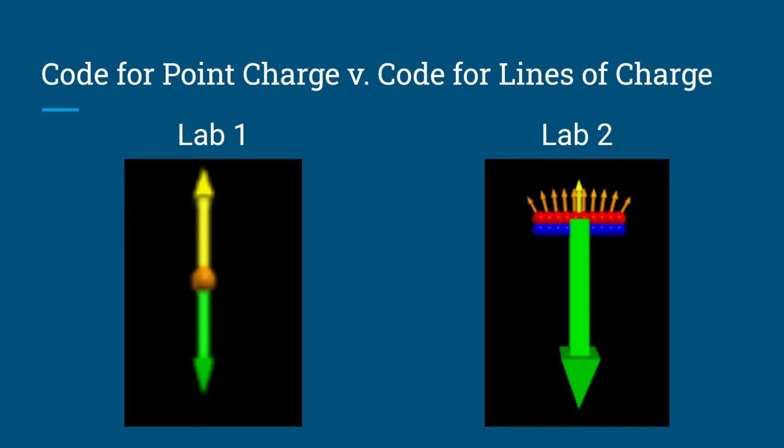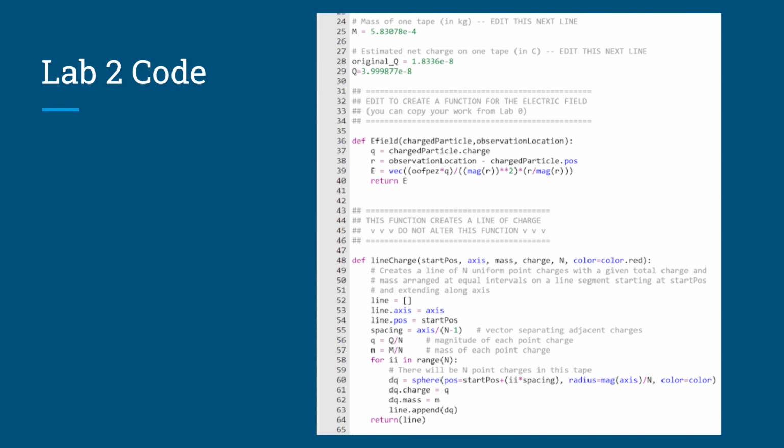We'll use the Lab 2 code to do this. Through trial and error, we find that the net charge on the tape should be 3.999877 times 10 to the negative 8 coulombs. We use the E-field function to find the electric field of a charge and use the line charge function to create a line of charge.